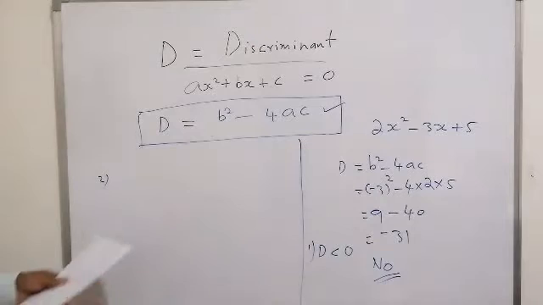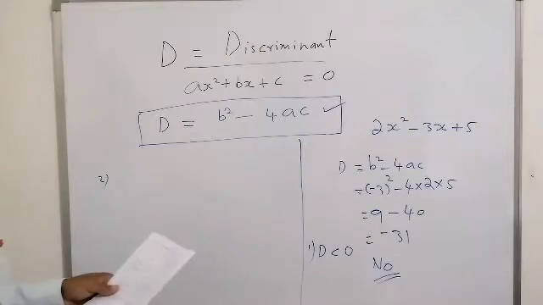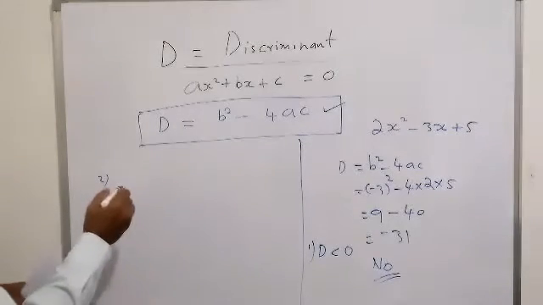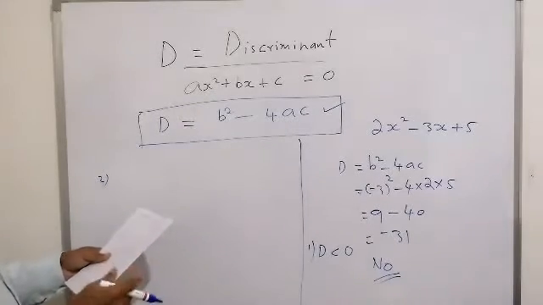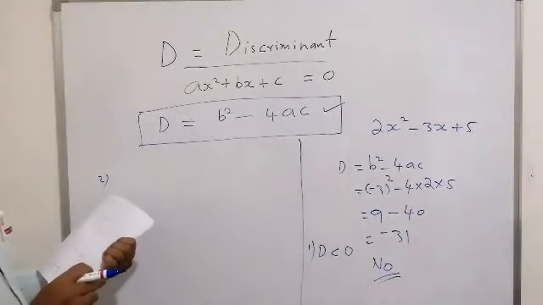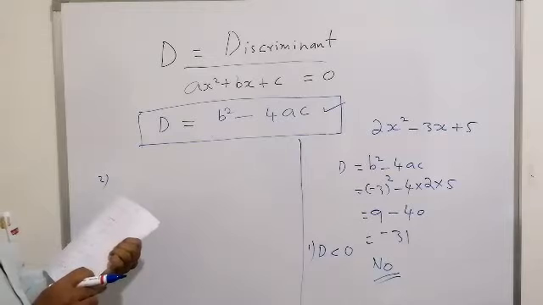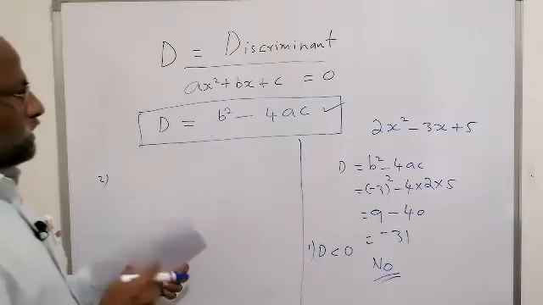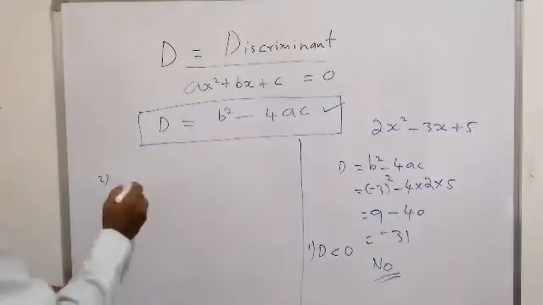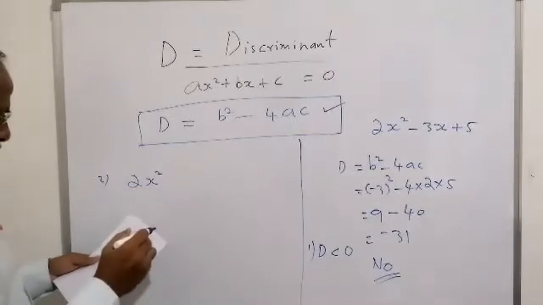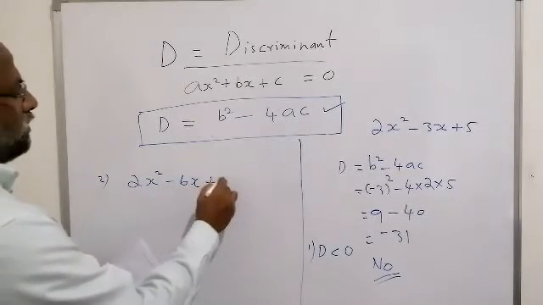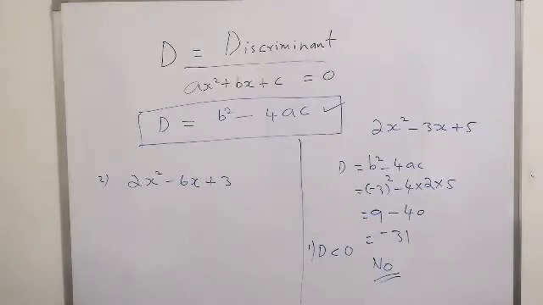Second condition. We can see another example. Suppose 2x square minus 6x plus 3, or 3x square minus 4 root 3 x plus 4. Okay, fine. Listen here. 2x square minus 6x plus 3. Don't write now. I will tell you in order.